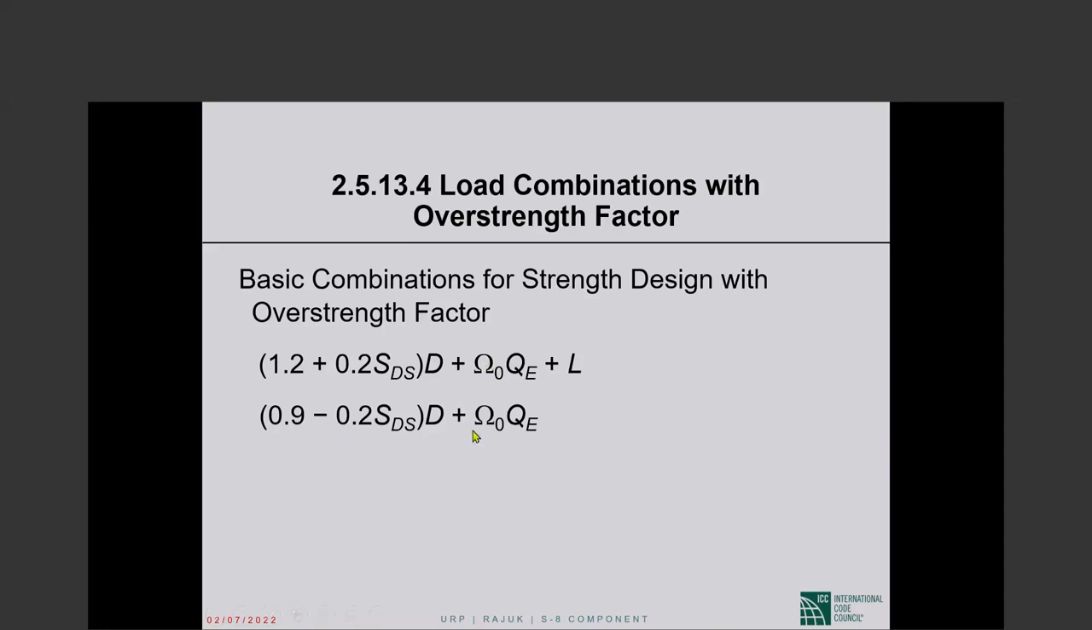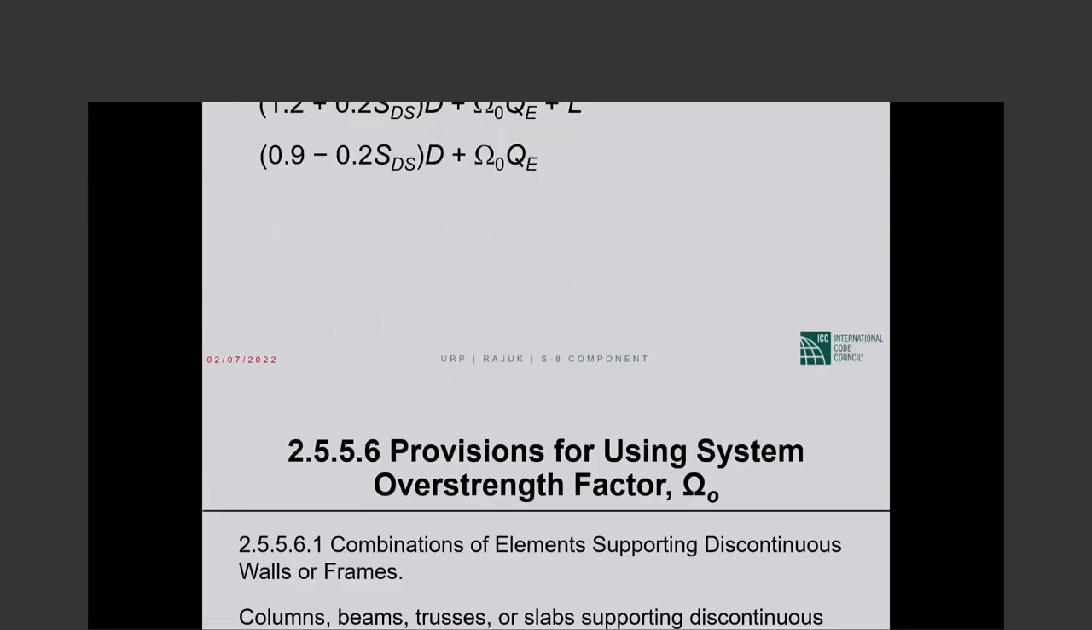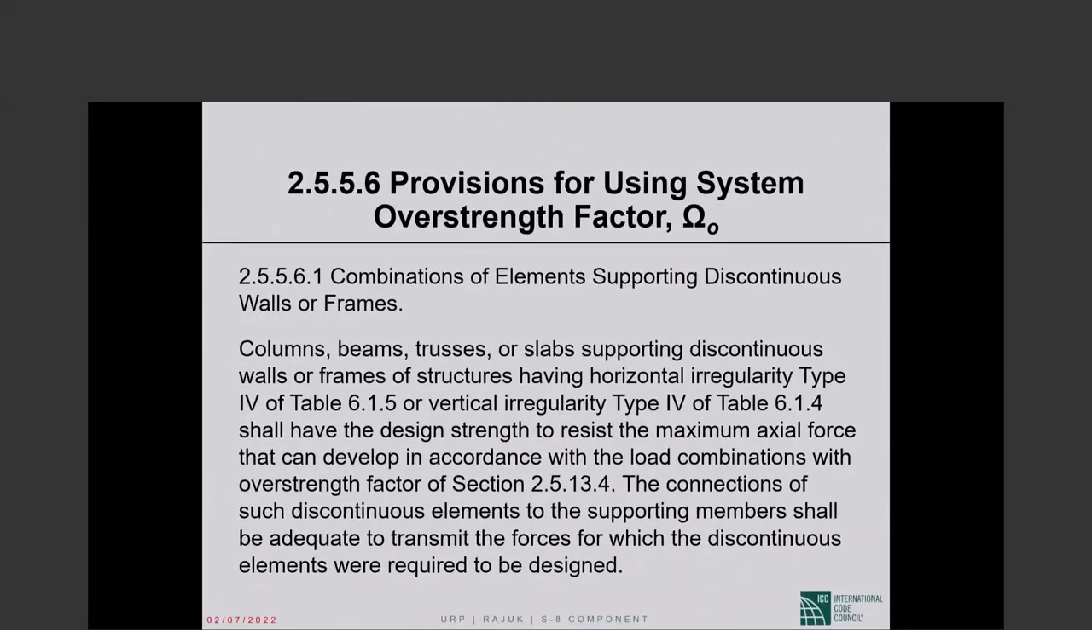So we are amplifying the effect of design-based shear by a much larger multiplier and then adding to gravity effects. So this is the difference between regular seismic load combinations and the load combinations with overstrain factor. Okay. Where does the BNBC require you to use special seismic load combinations? As I said, the cantilever column base is not there, but elements supporting discontinuous walls frames is very much there.